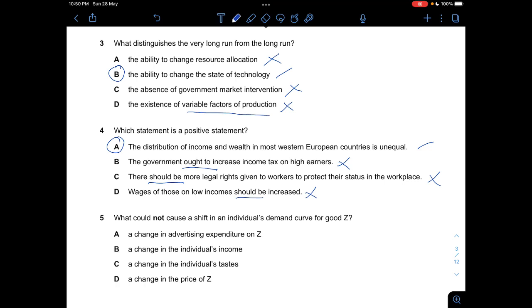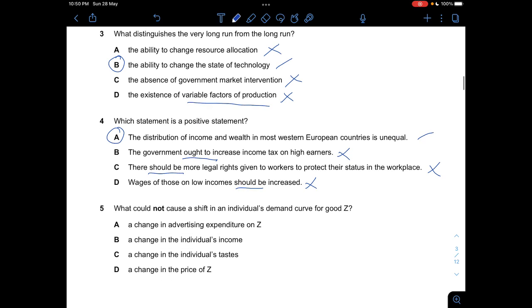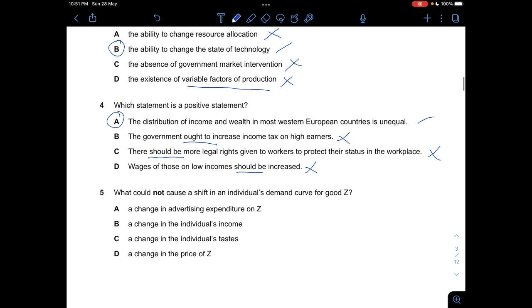Because you can test whether or not the distribution of income in most Western European countries is unequal or not. This could be tested, right? And it could be a fact, because it's not like, in my opinion, I think the government should... It's not present in this question, in this choice.